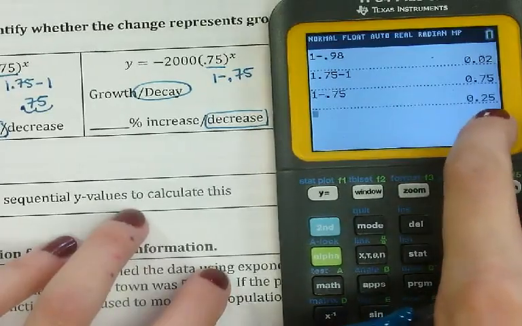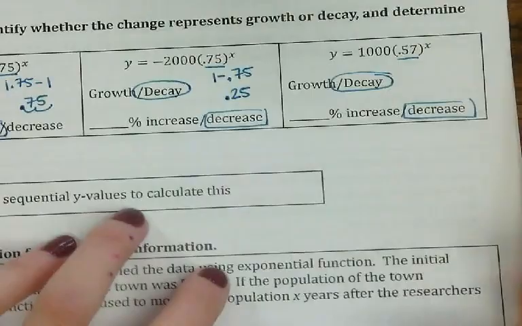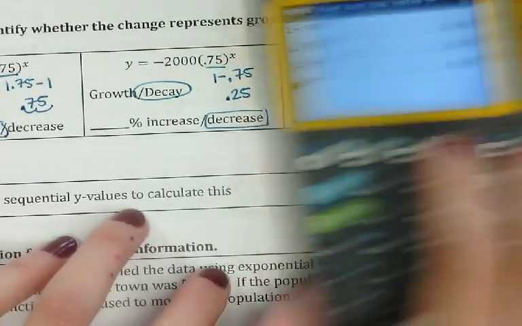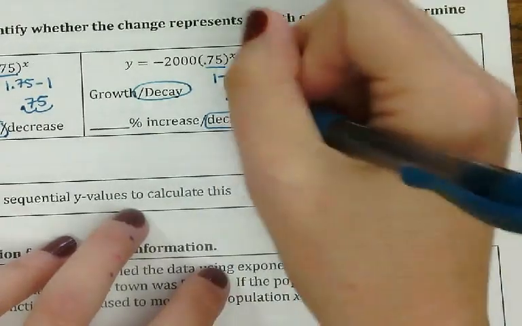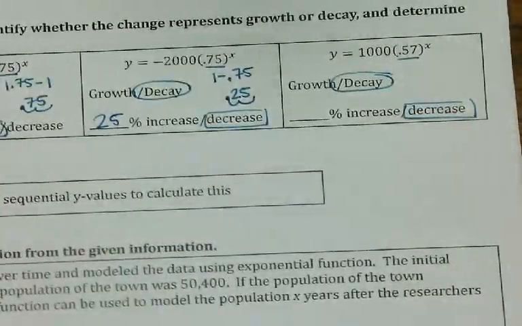That gives me 0.25, because that's a whole number. 1 minus 0.75 gives me 0.25. So guys, what percent decrease was that? 25% decrease. Does that make sense, y'all?